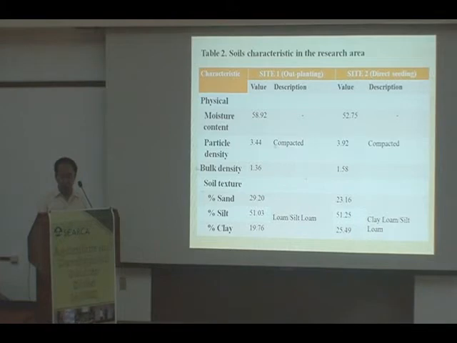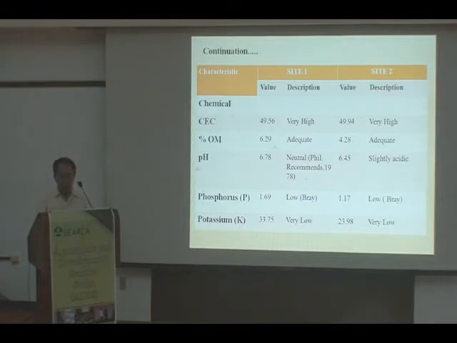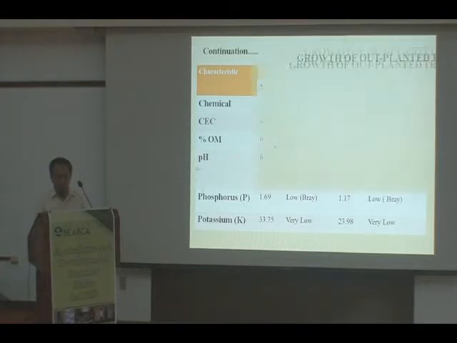Then for particle density, it's compacted, so with the bulk density. And for the soil texture, for the first site, it ranges from loam to sandy loam. Then for the other one, it is clay to sandy loam. Then for the cation exchange capacity, it's very high. For OM, it is adequate. Then for pH, for the first site, it is neutral. The second site is slightly acidic. For phosphorus and potassium, it is very low.